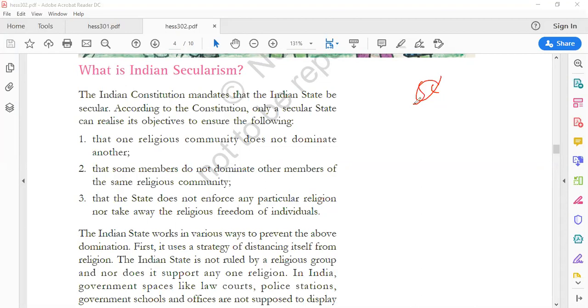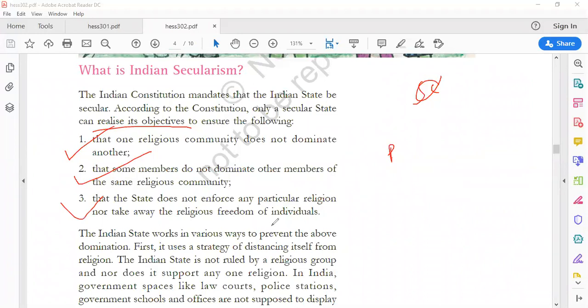Where have we used it? In the Preamble, sir. We have used it in the Preamble. Obviously. Okay, according to the Constitution, only a secular state can realize its objectives. What objectives does it realize? That one religious community does not dominate another, that some members do not dominate other members, and that the state does not enforce any particular religion nor take away any religious freedom of individuals.